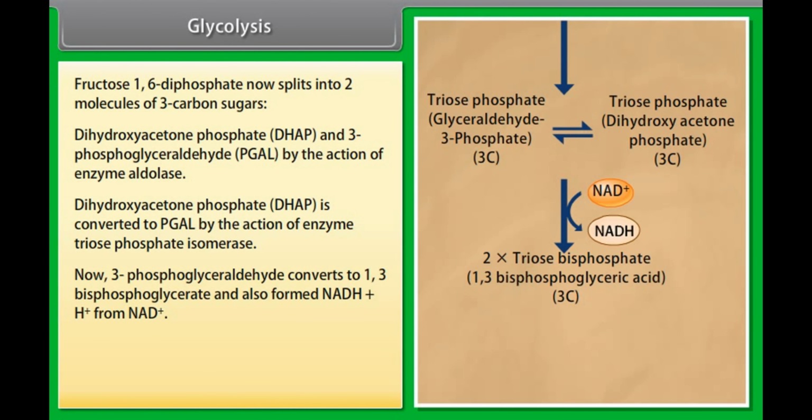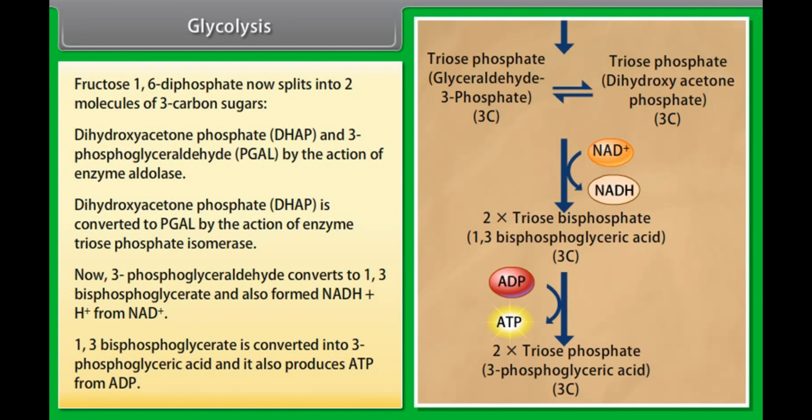Now 3-phosphoglyceraldehyde converts to 1,3-biphosphoglycerate and also forms NADH plus H plus from NAD+. 1,3-phosphoglycerate is converted into 3-phosphoglyceric acid and it also produces ATP from ADP.